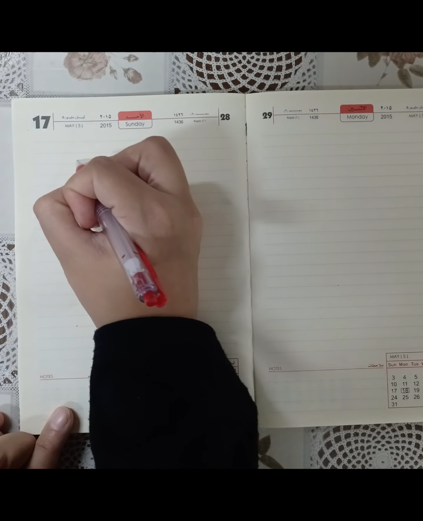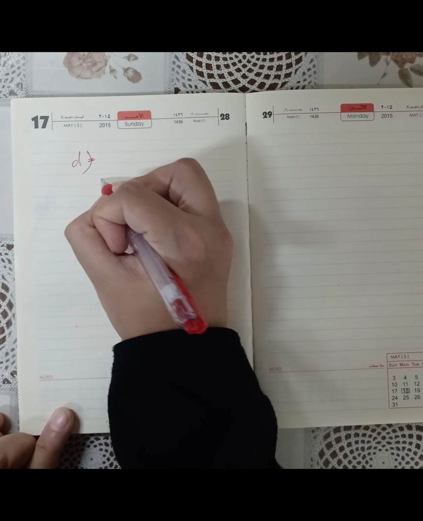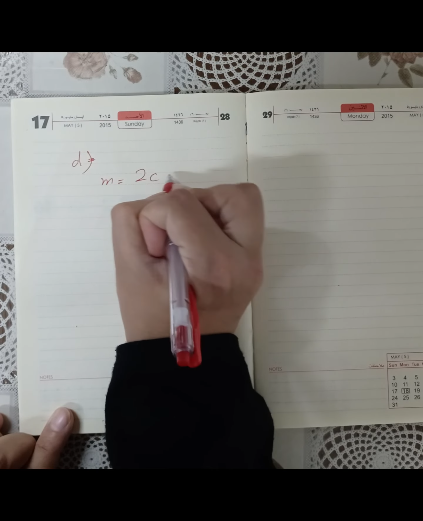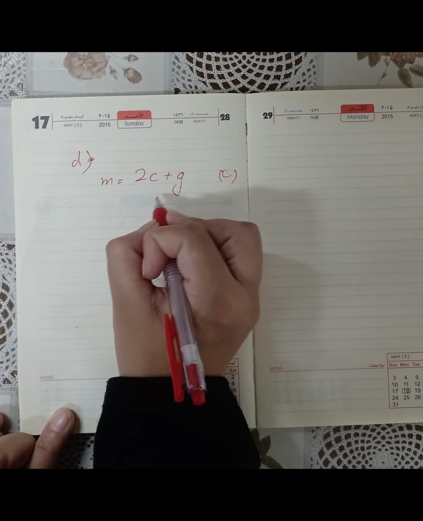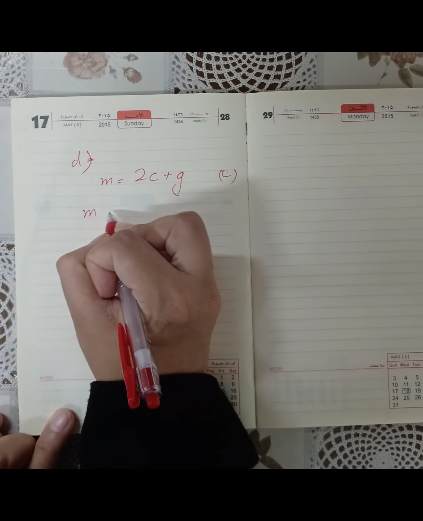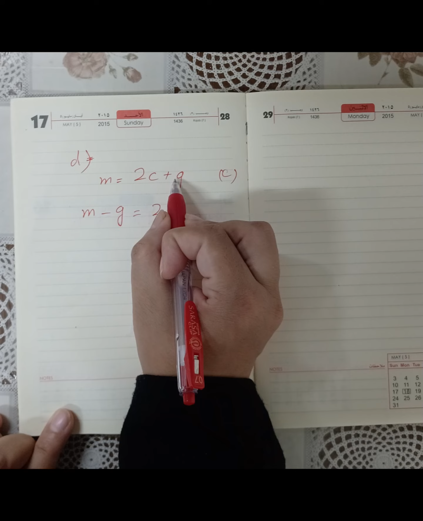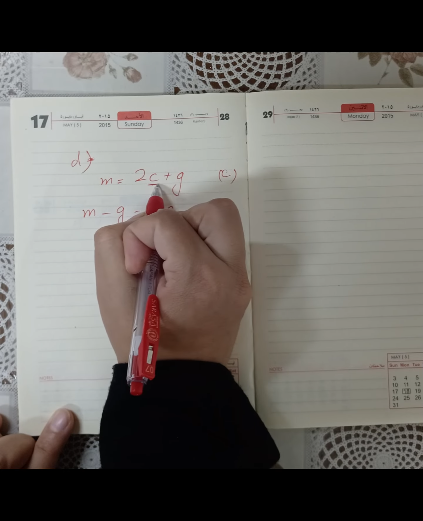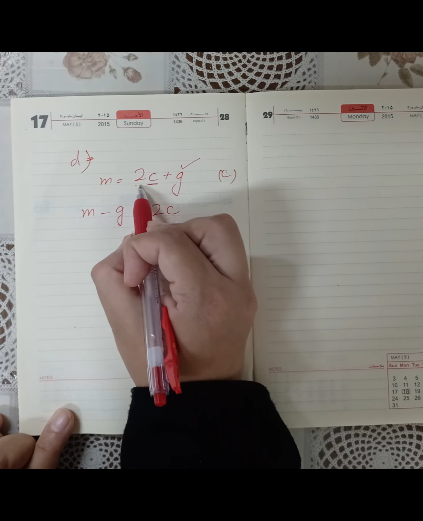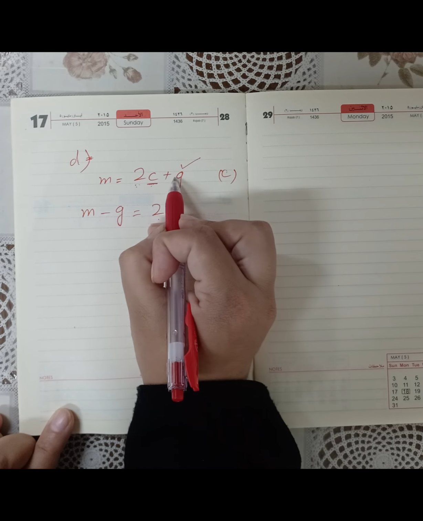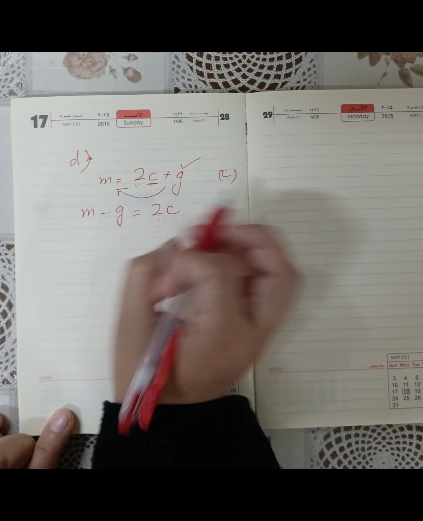Now part D. Part D is m equals 2c plus g, and we have to find the subject c. So m minus g equals 2c. What I did: I want to find c, but first I have to get rid of this g and then this 2. So this g that is being added here will go to the other side and it will subtract.